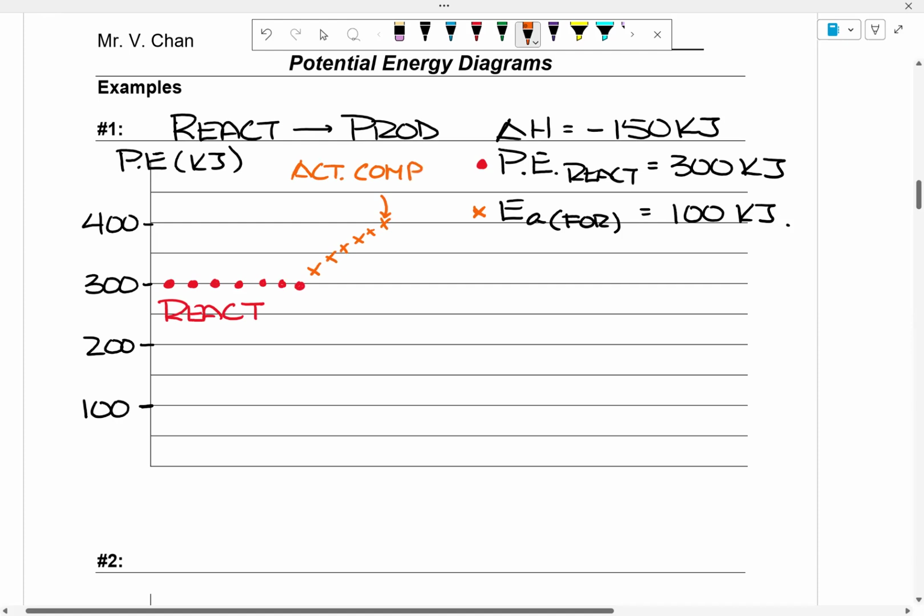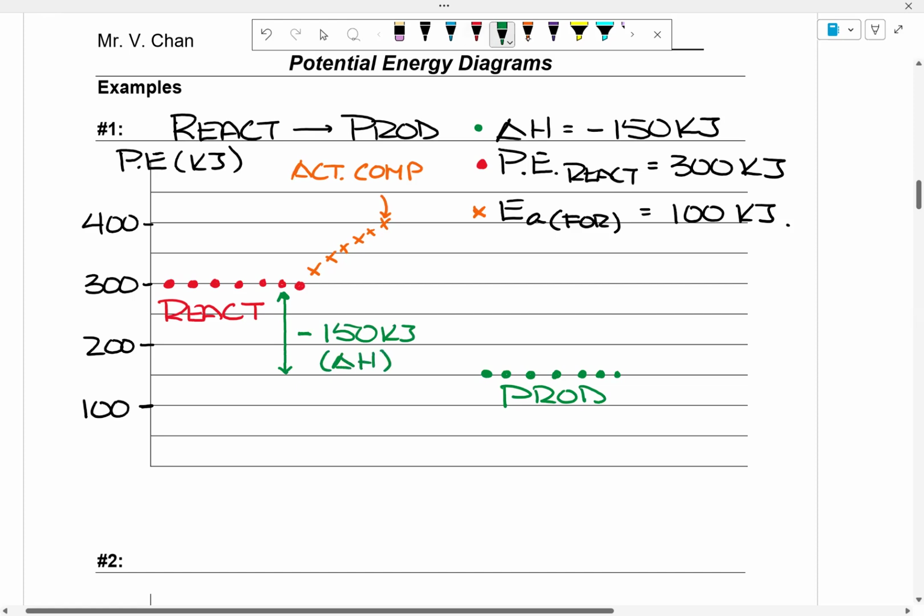Okay. Now, the delta H, it says, is minus 150. So that means the reaction goes down to right here. So I'm just going to do that right here. So this would be my product. Why is this my product? Because if I take my height difference here, this went down by 150 kilojoules. This is my delta H.